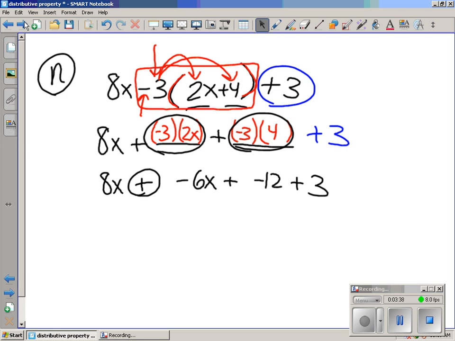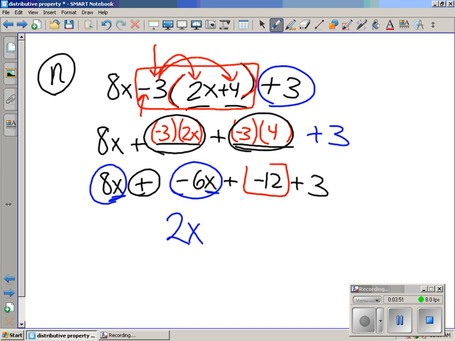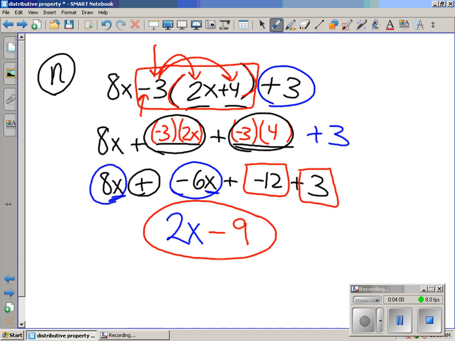From here I can collect like terms. 8x and a negative 6x both have a variable of x with the power of 1. So I'm left with 2x. And then we can take the negative 12 and the positive 3. And negative 12 plus positive 3, we get negative 9.